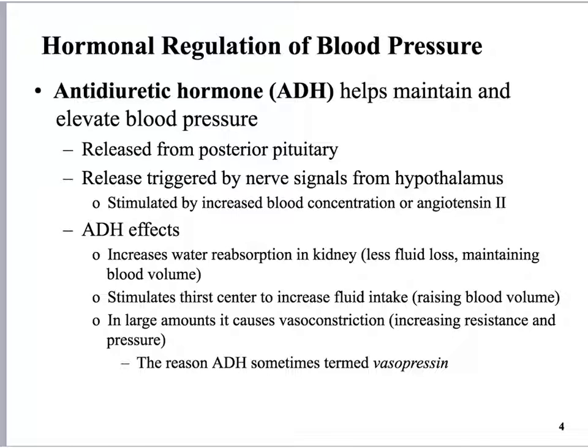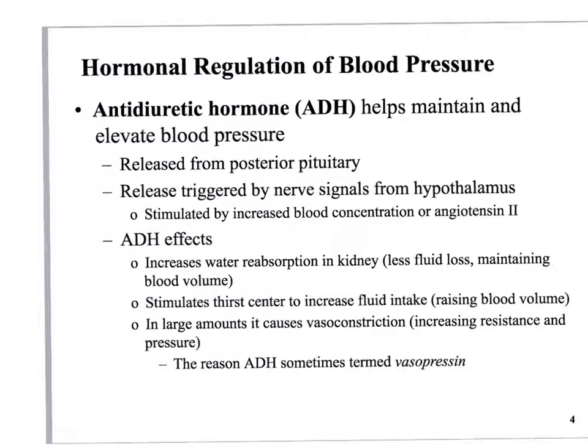All right? Next, antidiuretic hormone. Okay? ADH helps to maintain and elevate blood pressure. So, what did the Renin-Angiotensin System do? Did it decrease or did it raise blood pressure? Raised. It raised it, right? By vasoconstriction, decreased urine production, or retaining water, right?